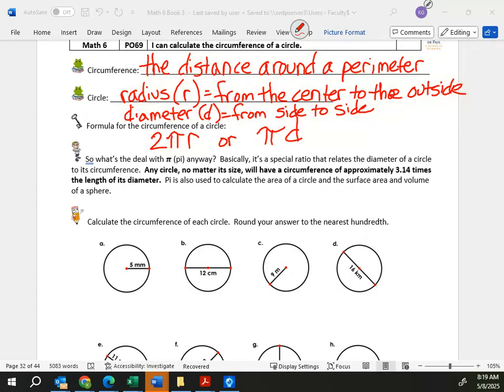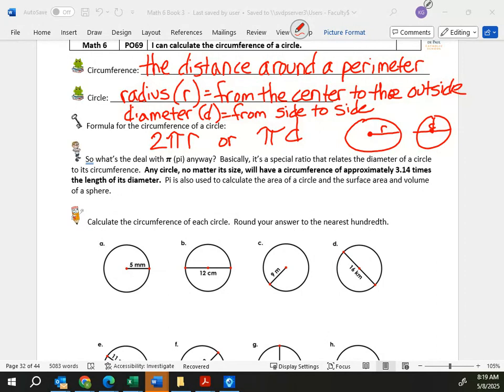You can draw a circle and label it so you remember which one looks like the diameter and which one looks like the radius. You cannot put numbers on it. So you have to remember which one you're given, which formula to use.